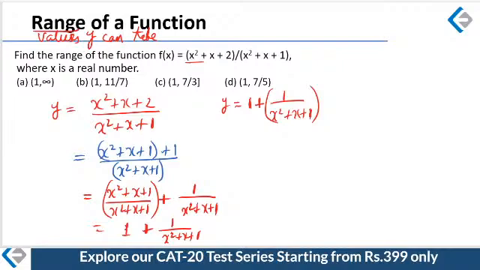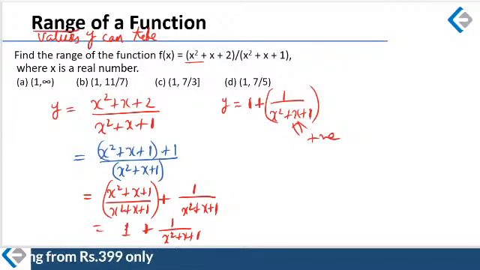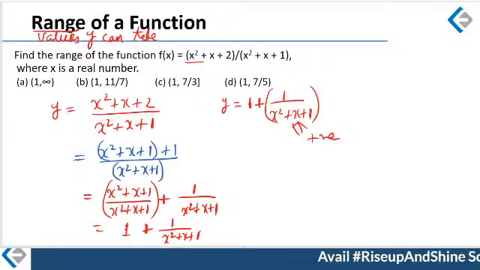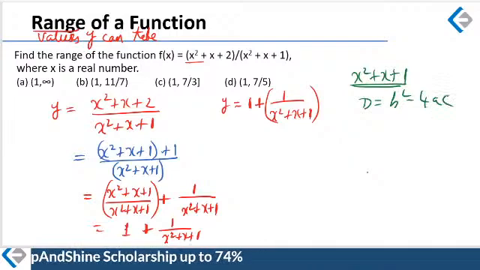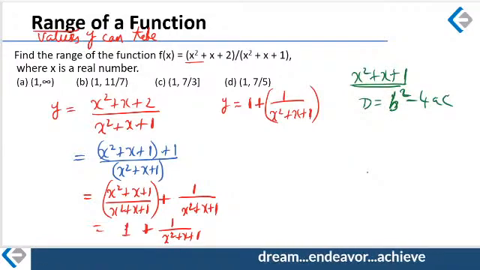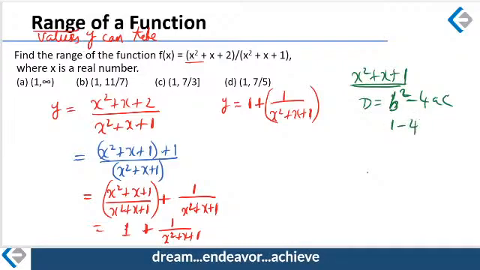Now look at the denominator. Denominator is always positive. You can never make the denominator negative. You may wonder, how do you know the denominator is always going to be positive? I'm talking very pure algebra here, friends. Take this function x square plus x plus 1 and find the discriminant D. Discriminant is b square minus 4ac. b square is 1, minus 4, that's nothing but minus 3.